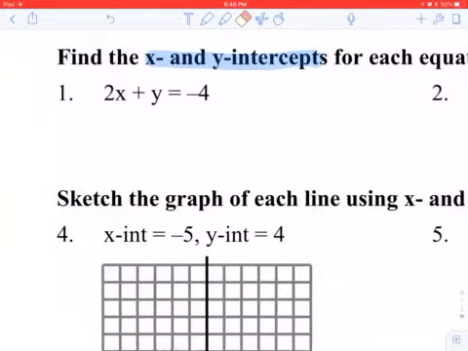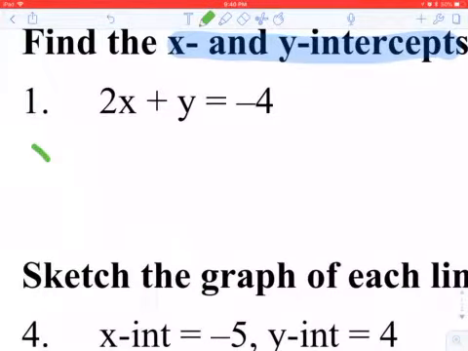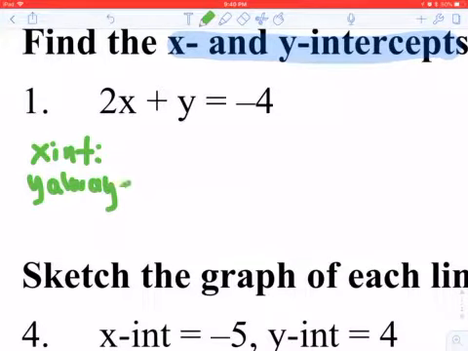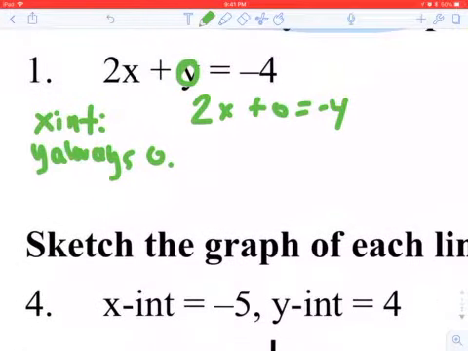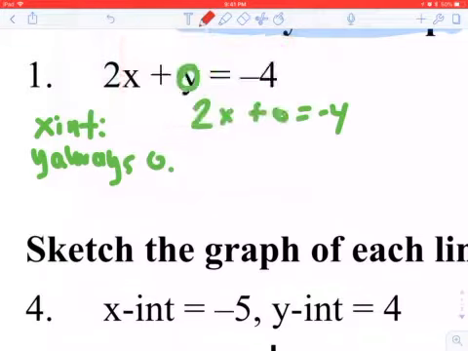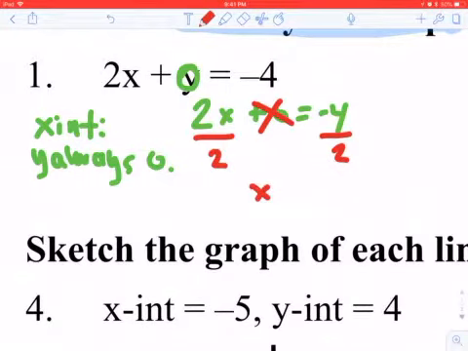Okay, so for number 1, if you want to find the x and y-intercept, let's start with the x-intercept. For the x-intercept, the y is always 0. What that means is instead of y, I'm going to plug in a 0. So essentially I have 2x plus 0 is equal to -4. That 0 pretty much just goes away. So I just need to solve for x. I'm not even going to touch that 0. So I have 2x equals -4, so I'm going to divide both sides by 2, and I get x is equal to -2.